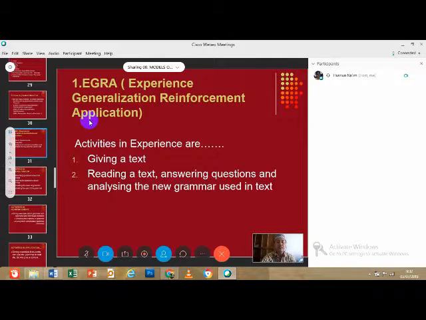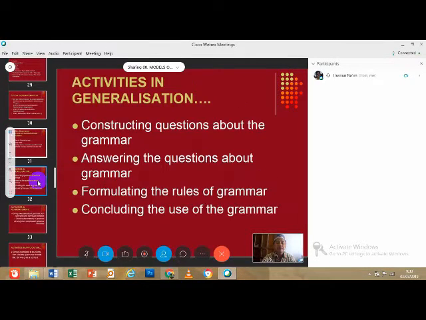The first one, what is ECRA? ECRA means experience, generalization, reinforcement, and application. Activities in experience are giving a text, reading a text, answering questions, and analyzing the new grammar used in the text. Activities in generalization: constructing questions about the grammar, answering the questions about the grammar, formulating the rule of grammar, concluding the use of grammar.